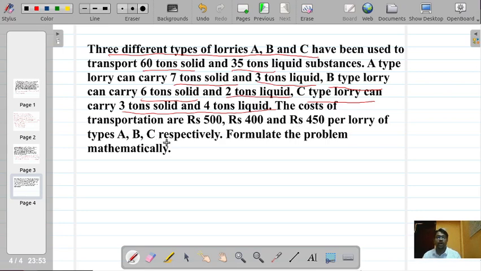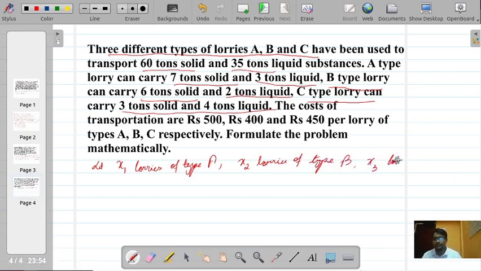I do not know how many lorries are used, so instead of writing x, y, z, you can also write something like: let x1 lorries, meaning trucks, lorries of type A, then x2 lorries of type B, and x3 lorries of type C be used.